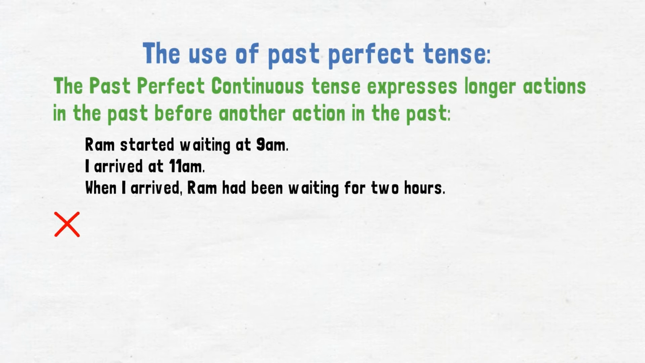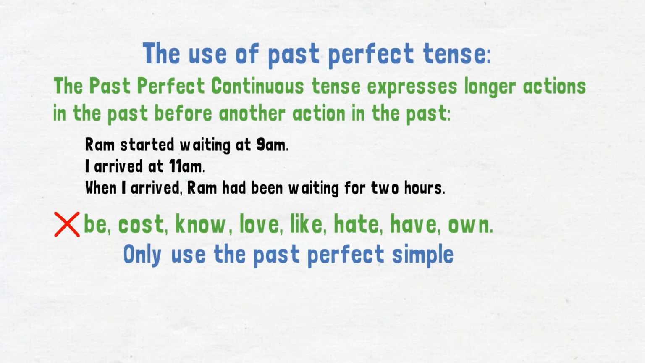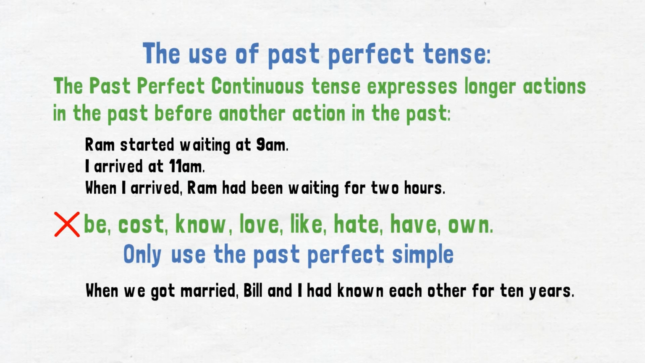And for the last note, as with other continuous tenses, there are some verbs that can't be used with the past perfect continuous because they are stative verbs rather than action verbs. These include the verbs be, cost, know, love, like, hate, have, own. So with these and similar verbs, only use the past perfect simple. For example, when we got married, Bill and I had known each other for 10 years.